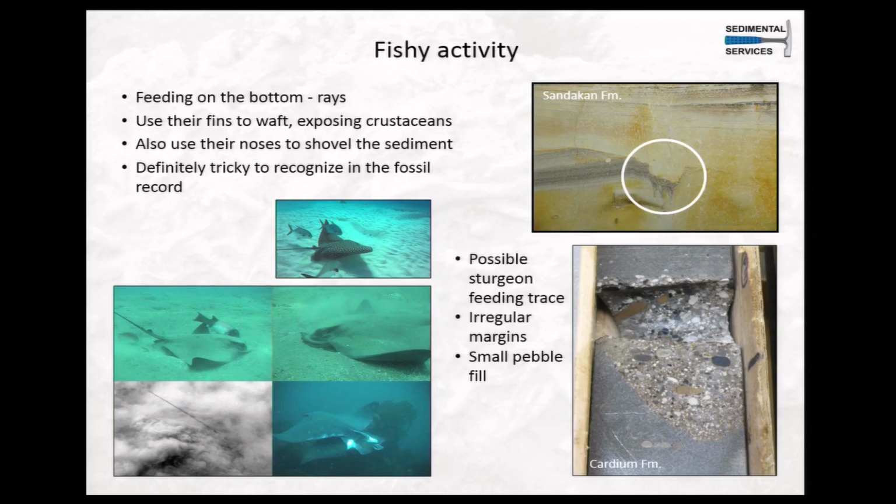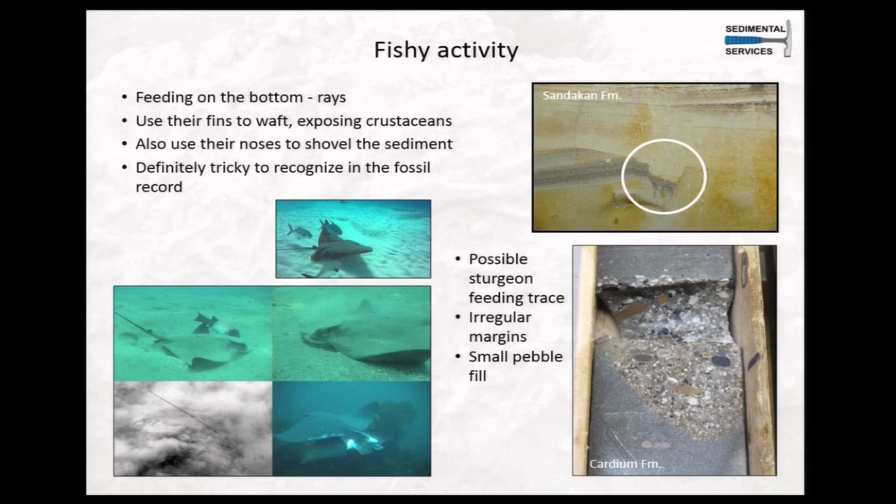And then this example here, that is a ray tail in the middle there. You have to trust me on that one, because the ray itself is completely obscured because it's doing a particularly good wafting job. So this is an example from core, from the Cardium Formation. This is drilled in Alberta, and this is what I'm interpreting as a possible sturgeon feeding trace. So the sturgeon hasn't got the fins to do the wafting, but it has the nose to do the pushing into the sediment.